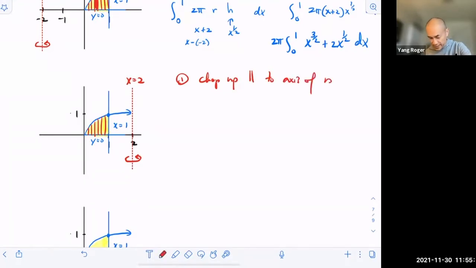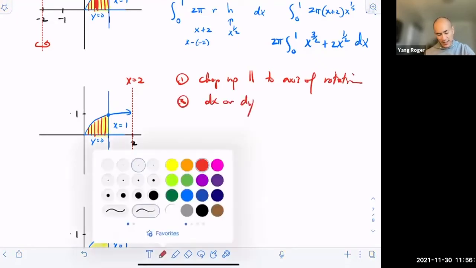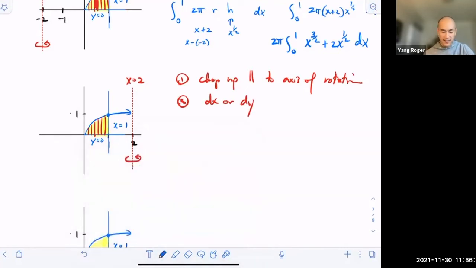Axis of rotation. Step 2, dx or dy. Is there anyone that can't tell that it's dx? I'm trying to think of this as a little bit of thickness right there, and it lies on the x-axis. That's why it's dx.